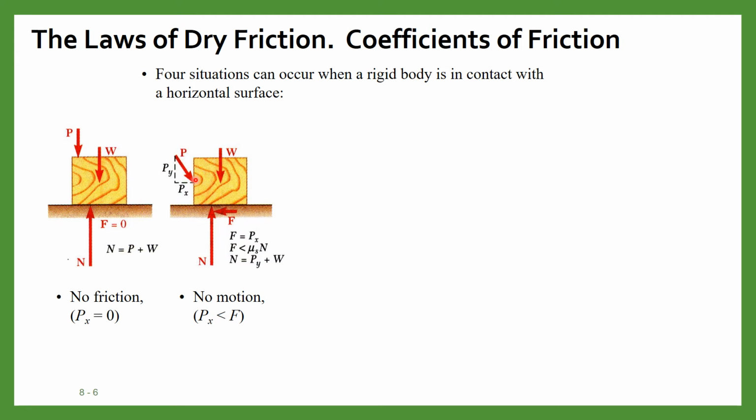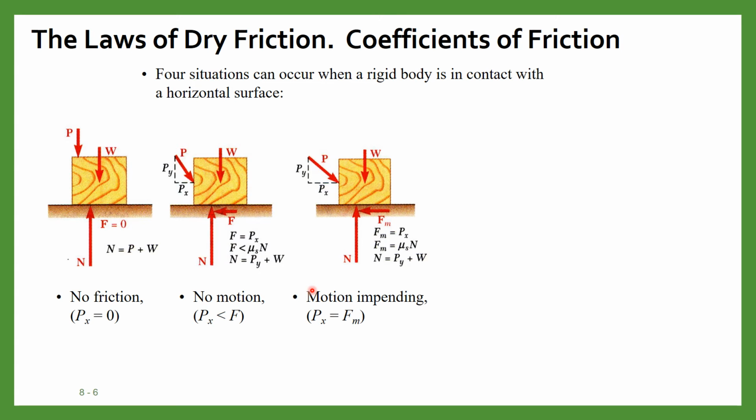Okay, now we can reduce this force into two components, Px and Py, and in that case there will be some frictional force. Suppose there is no motion, then Px will be less than F, because F will be equal to Px, and F is less than mu s N. Now N is equal to Py plus W, because this one component will act with W to counter this N. So N will be equal to Py plus W.